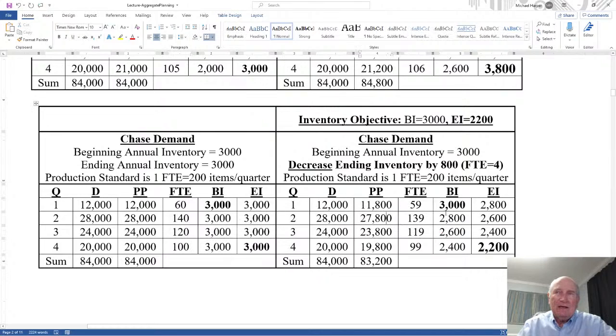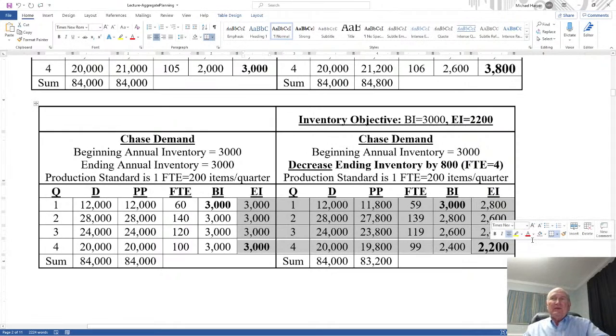Okay, and then I have my inventory. My inventory plus production minus demand. Well, since I'm subtracting 200, then my ending inventory here was 3,000. Now it's 200 less, 2,800. The second quarter, 3,000 goes to 400 less, 2,600. 600 less, 2,400. And finally, 800 less, 2,200. And that's my goal. That's my objective.